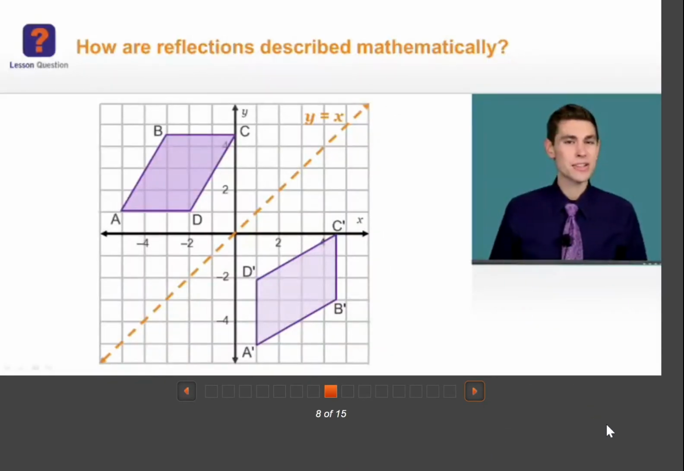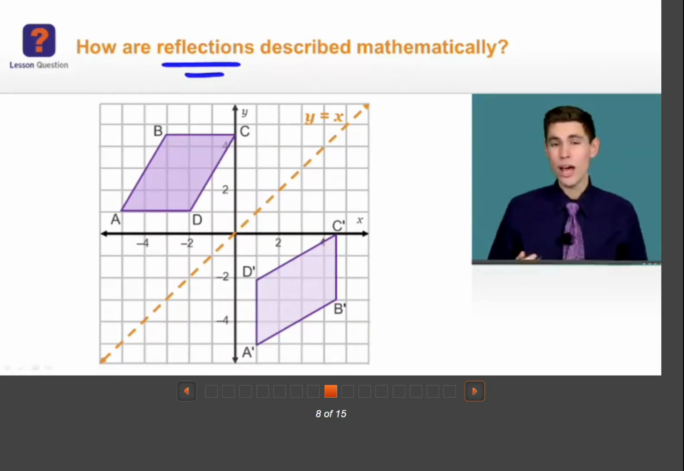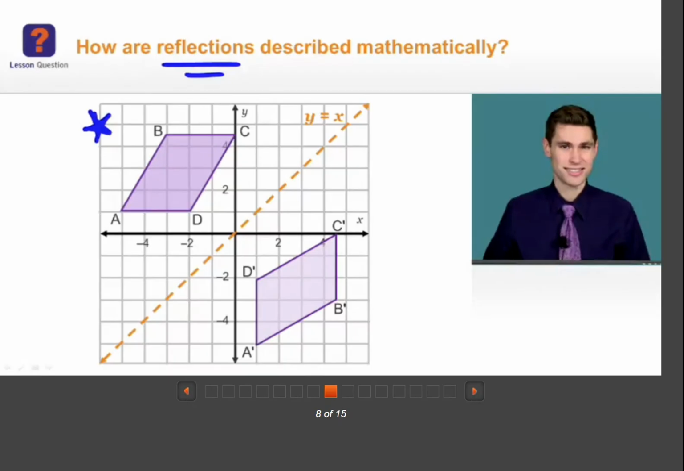You're still working to answer the lesson question, how are reflections described mathematically? Well, now you've developed a formal definition for a reflection and explored the properties of a reflection. Now, when a reflection takes place in a coordinate plane like this one, then you can use coordinates to describe the reflection. So let's investigate that next.